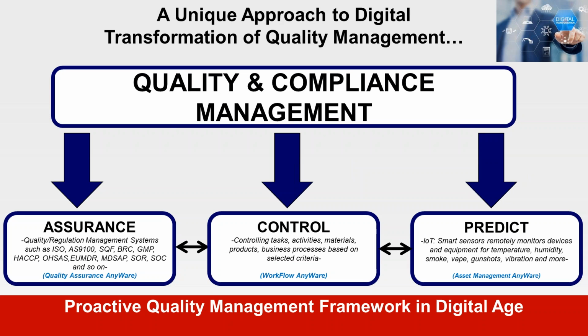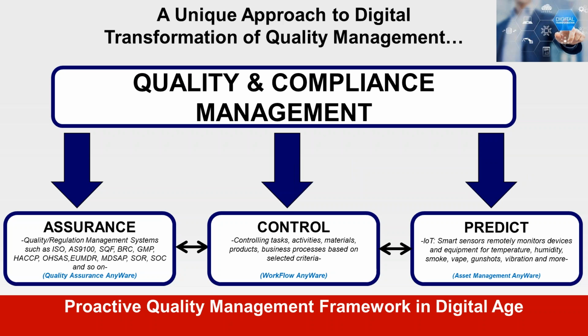In this sense, we put together a proactive quality management framework. Based on this framework, in this digital age, one can manage quality and compliance management operations. It has three pillars. One is assurance, another is control, and the last one is predict. Assurance basically dictates the system that you have, either quality assurance, quality management system, or regulation management system. You may be a medical device company and have ISO 13485 as your quality management system, and you may also be practicing good manufacturing practices, for example, GMP.